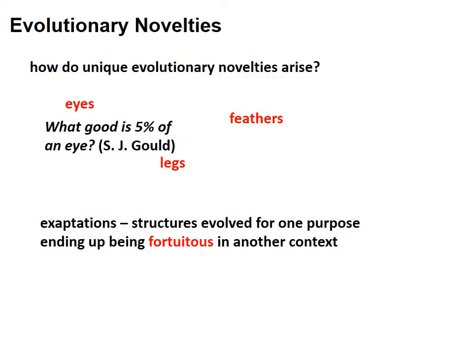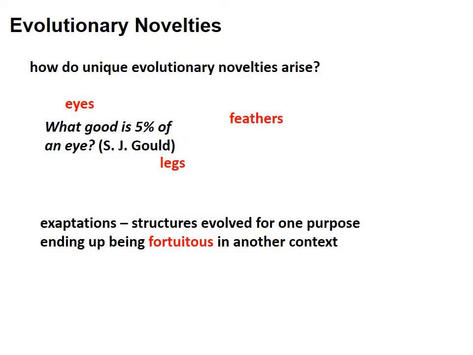Well, these evolutionary novelties are things we call exaptations, okay? Exaptations are structures that evolved and had an evolutionary purpose at that time, but through time became fortuitous in another context, or a more, let's say, advanced kind of context. Let me show you what I mean by this.